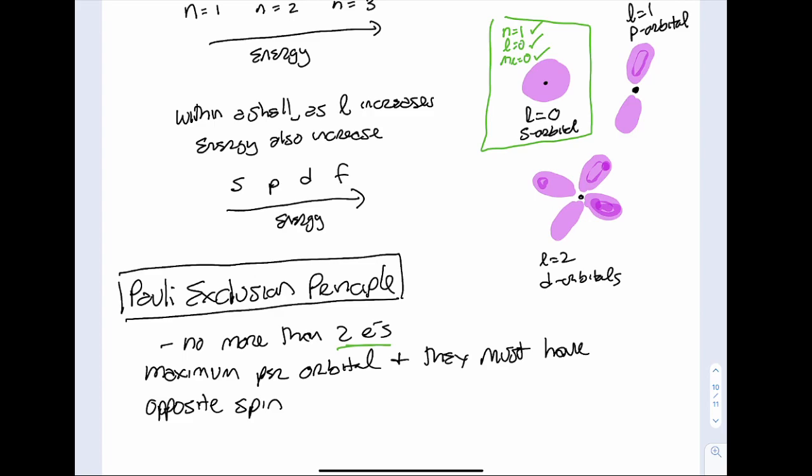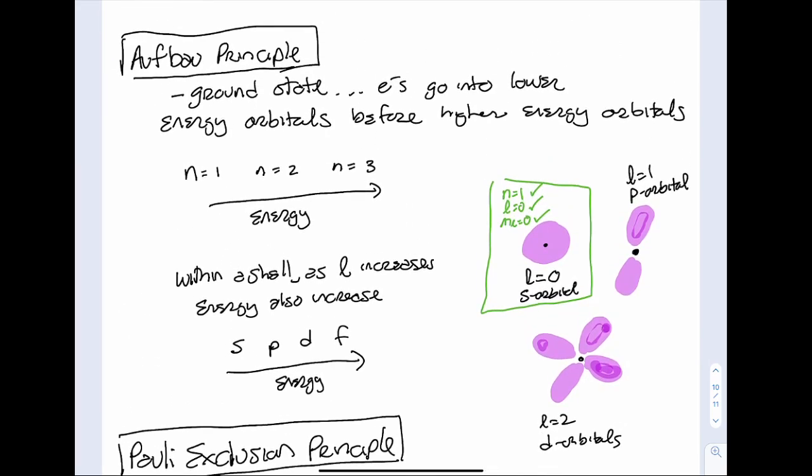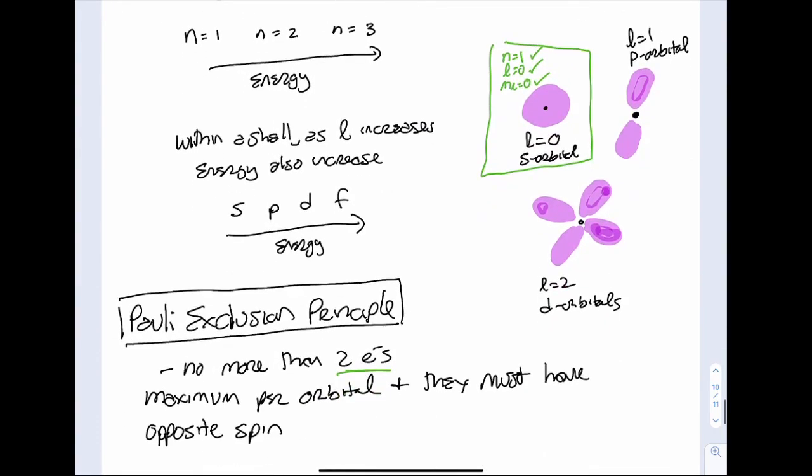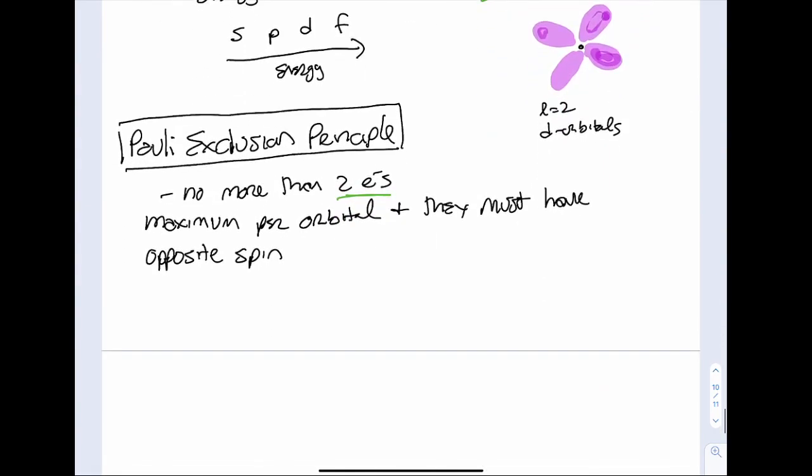So electrons go in lower energy orbitals before higher energy orbitals. When we do that, we're making the ground state. The excited state is when we don't follow the Aufbau principle, so when we put them in the higher, they actually can go up. Pauli exclusion principle, that one we already know. And then one more rule, Hund's rule.